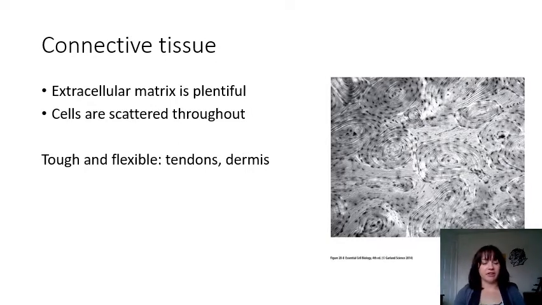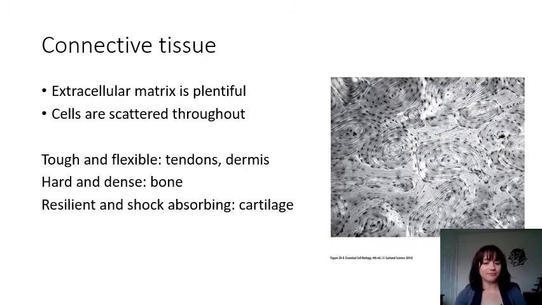Connective tissue is going to include things like tendons, skin, bone, right? And so some of it's going to need to be very flexible, some of it needs to be more stiff, right? So depending on what structural properties are required for that tissue, the components of the extracellular matrix will vary.